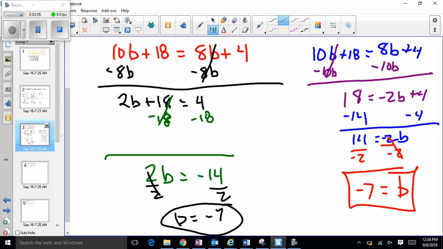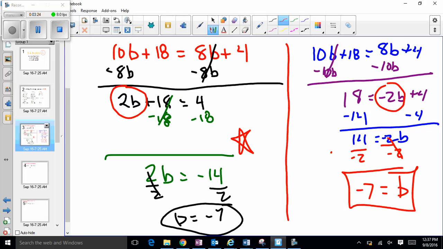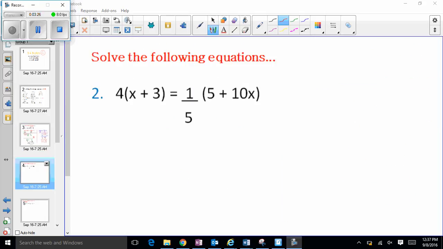The only reason why I would have done it this way instead of the other way is that when I subtract my 8b, it gives me a positive term instead of a negative term. I usually try and stick with the positive terms. That's just a choice that I make. Either one of these options is fine. Moving on to our next problem.